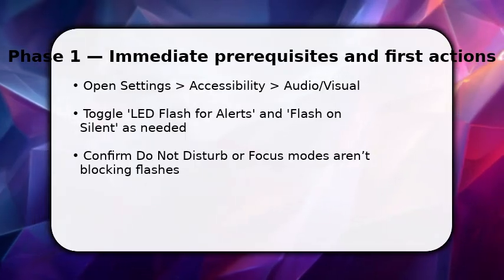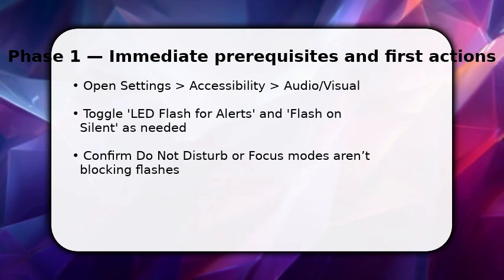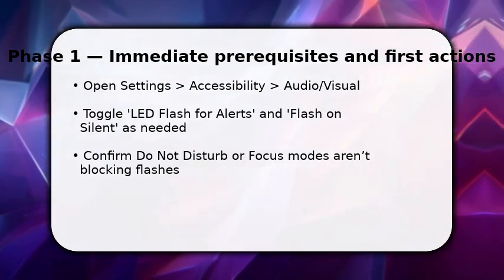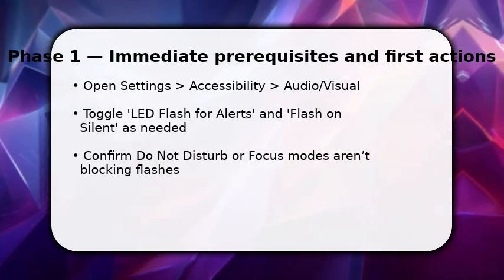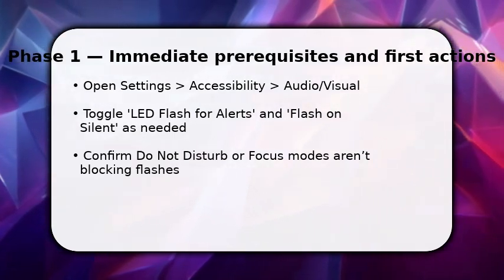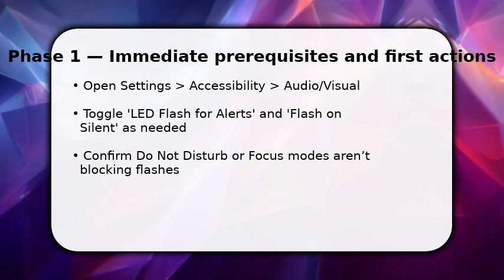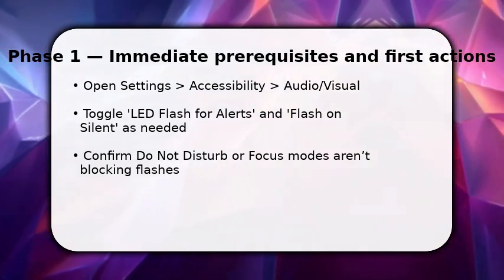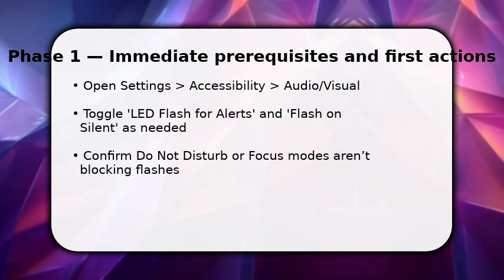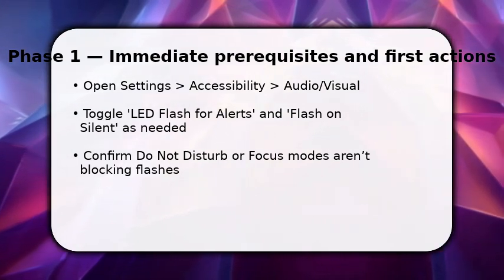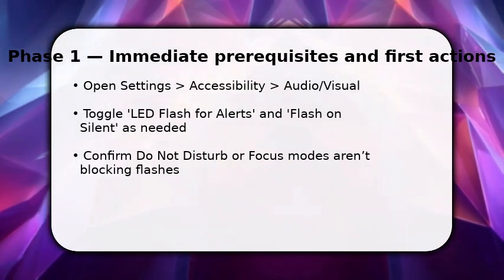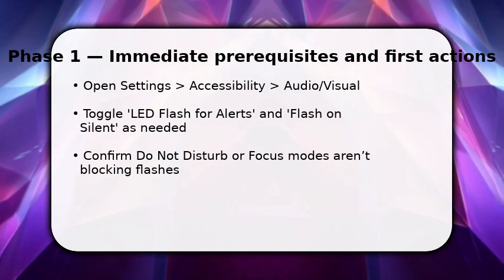Start by turning on the LED flash for alerts so you can test behavior immediately. You open Settings and tap Accessibility, then Audio/Visual. Enable LED flash for alerts, and if you want flashes when muted, enable flash on silent. You should also check focus or do not disturb. If those are active, flashes can be suppressed. Once done, lock the phone and trigger a test notification from another device, or ask someone to call.